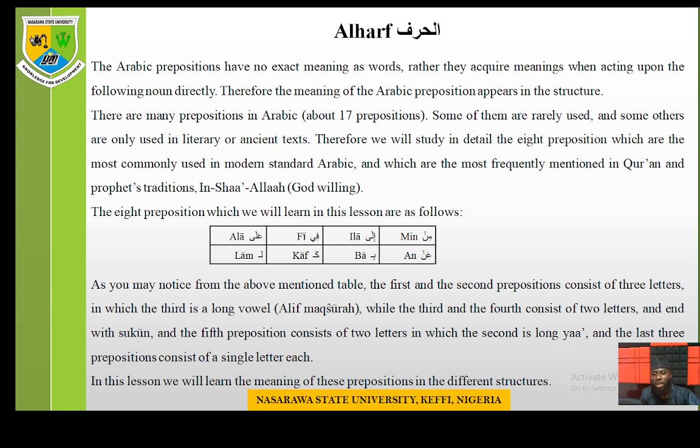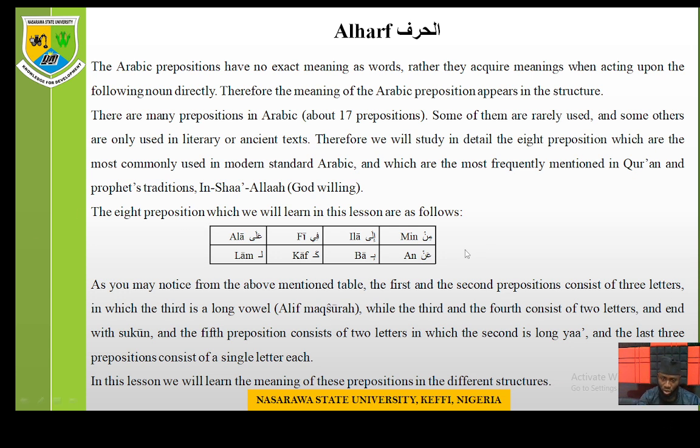Therefore, the meaning of the Arabic preposition appears in the structure. There are many prepositions in Arabic, about 17. Some of them are rarely used, and some others are only used in literary or ancient texts. Therefore, we will study in detail the 8 prepositions which are the most commonly used in Modern Standard Arabic, which are given to you here in this table.